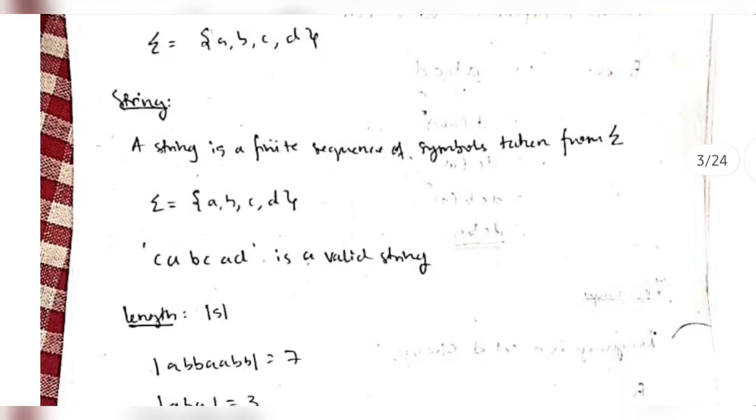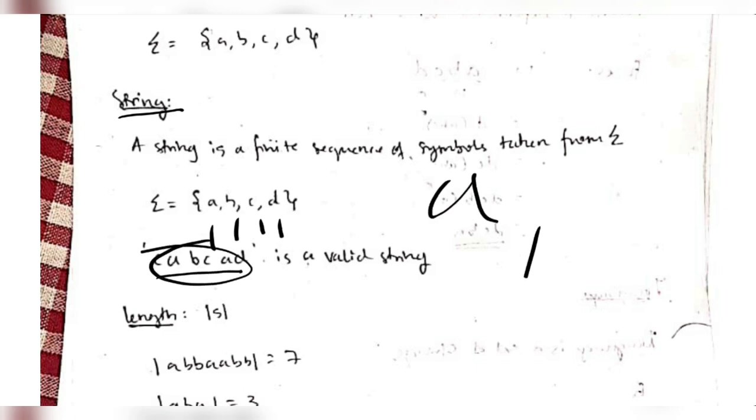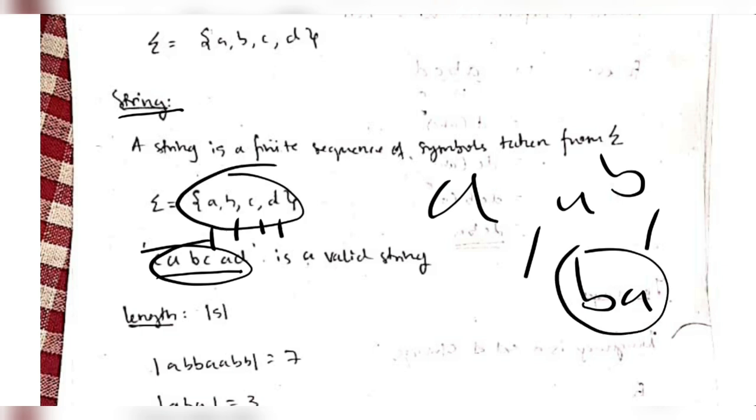And coming to strings, a string is a combination of alphabets, okay. For example, we have the alphabets here, A, B, C and D. The string can be any combination of A, B, C, D. A can be a string, A, B, B, A, any combination of these letters, okay, and of any length, okay. That's the definition of a string.